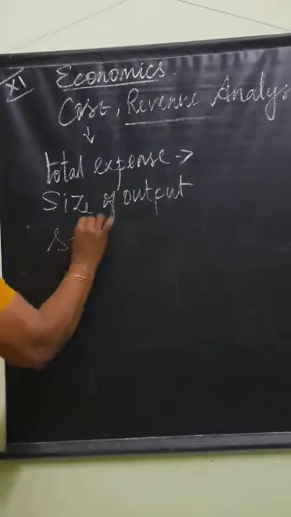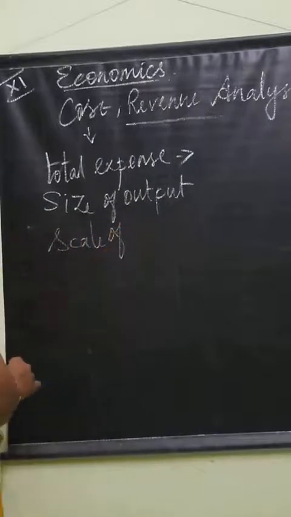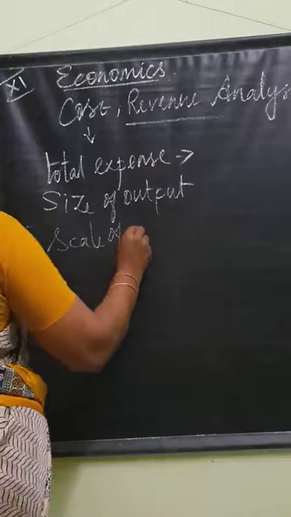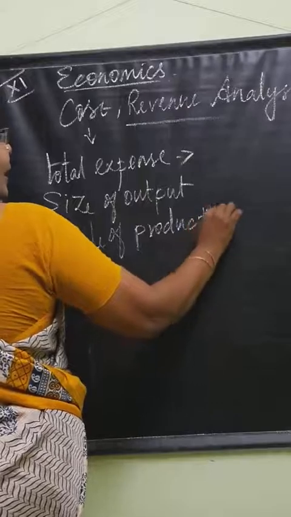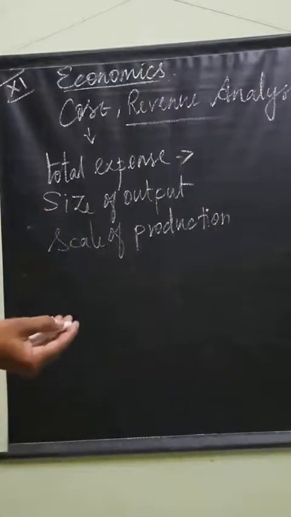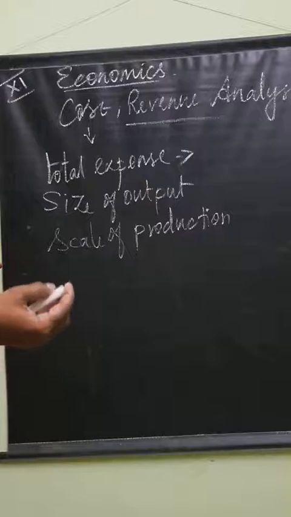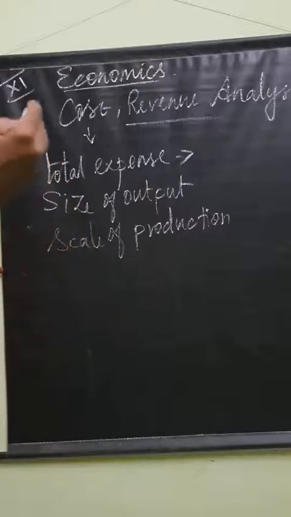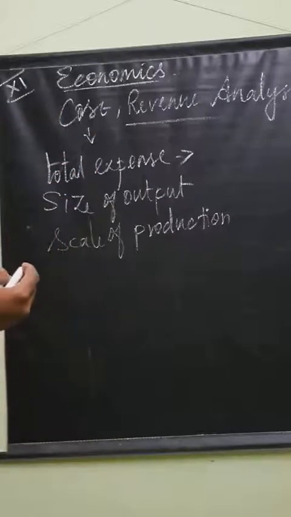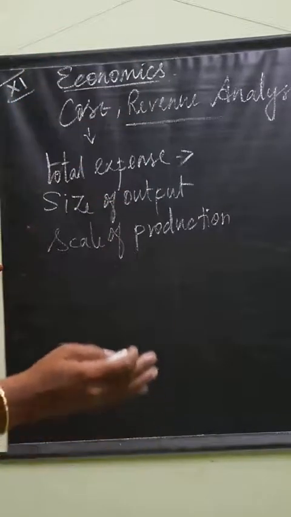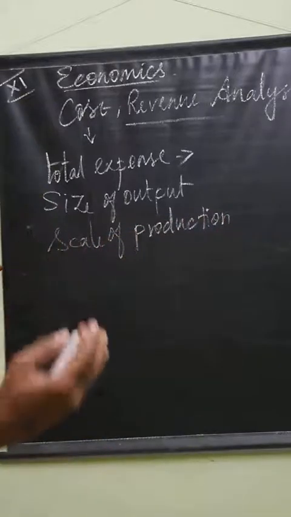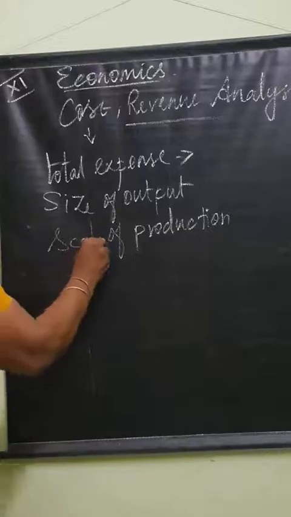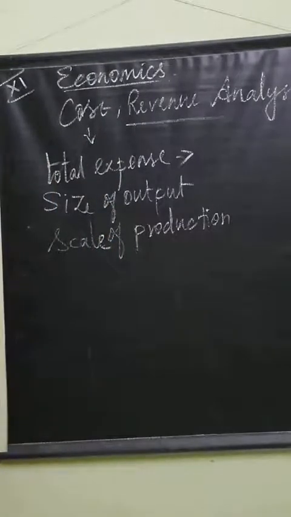Scale of production, that is large scale, middle scale, that you have studied in commerce, isn't it? Whether it is a large scale industry, small scale industry or medium scale industry, already you have studied in commerce. 25,000 to 1 crore, 1 crore to 5 crore you have studied, isn't it? While studying about business and production, we studied the size of the production, large, middle, medium or small. So the scale of production determines the total expense.